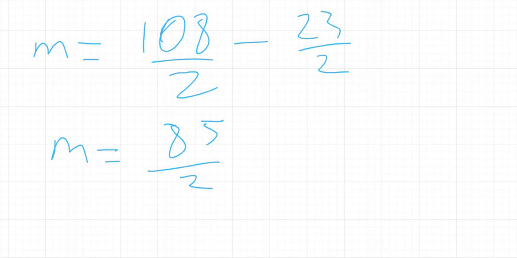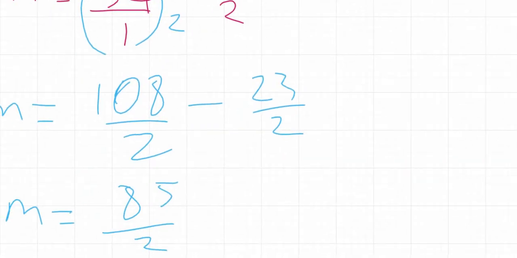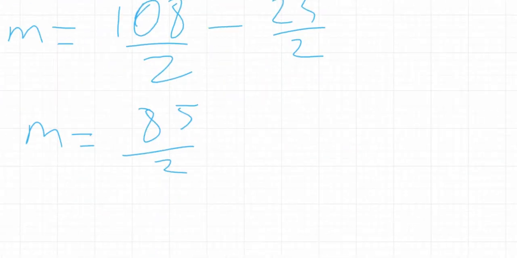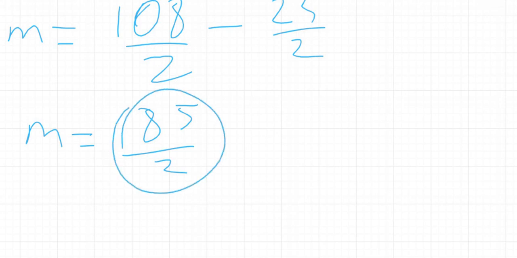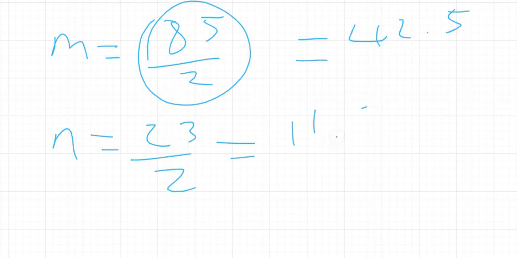So what we could actually do is prove if these are correct. Since it is talking about money, we could work out these fractions. Let us convert these to dollars and cents. So this is equal to 42.5, and the value of n was 23 over 2, which would be 11.5.